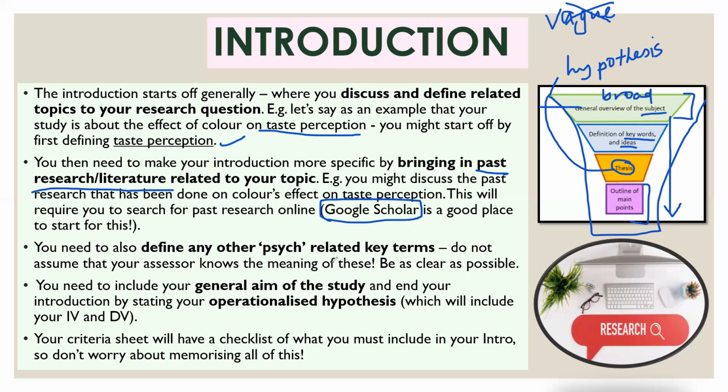Anyway, you also need to define any psych-related key terms. With reference to taste perception, you might define terms like: what do we mean by color intensity? What do we mean by perceptual set? What do we mean by texture? What do we mean by flavor?